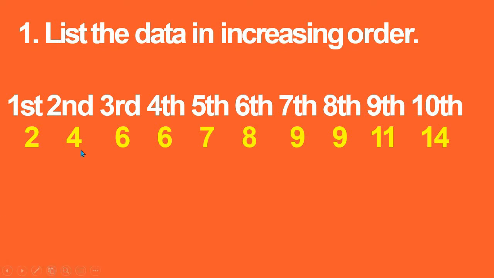The lowest number in the list is 2. That will be our first number. The second is 4. The third is 6. The fourth number is 6. The fifth is 7. The sixth is 8. The seventh is 9. The eighth is 9. And the ninth is 11. And the 10th is 14. So there are 10 observations.